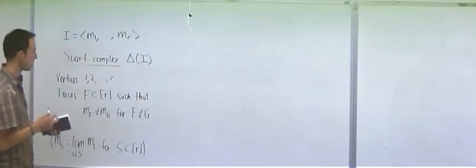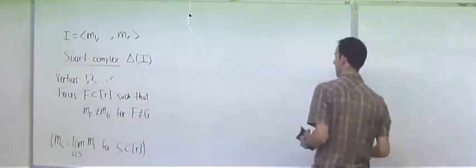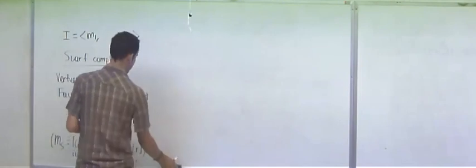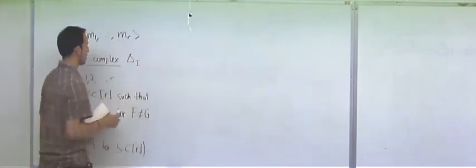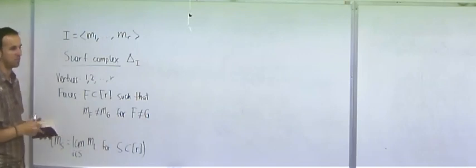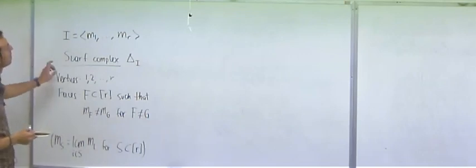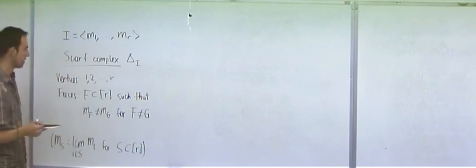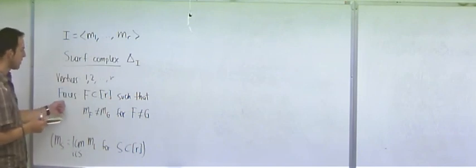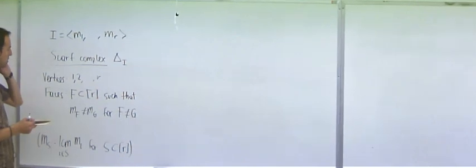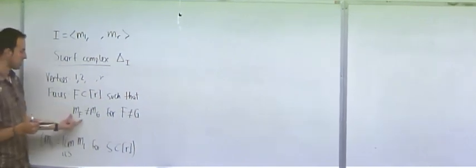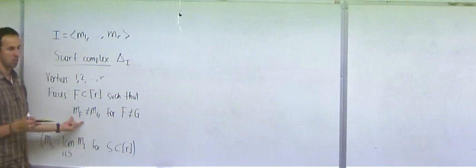Okay. So we start with a monomial ideal, right? I = (m1, ..., mr). So we make the Scarf complex, which we call delta sub I. And that's why I didn't like my notation from last class, because I really want delta sub I to be the Scarf complex. So the vertices, you have one vertex for each monomial. And then the faces are going to be the subsets F such that the least common multiple of that set is unique.